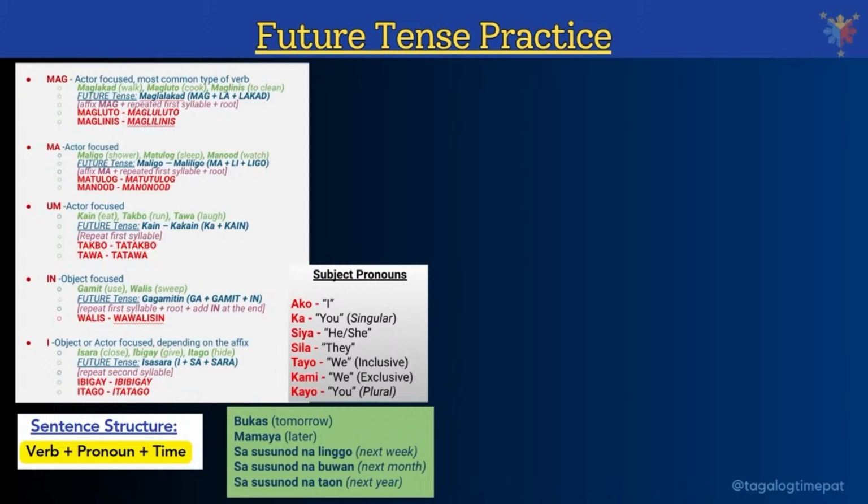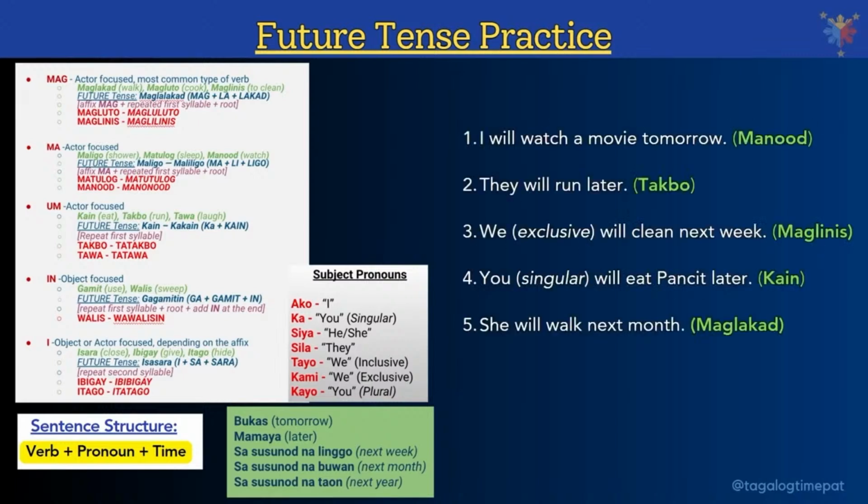So bukas is tomorrow. Mamaya means later. Sa susunod na linggo, next week. Sa susunod na buwan, next month. And sa susunod na taon, next year. Now here are some examples. Let's do the first one together.